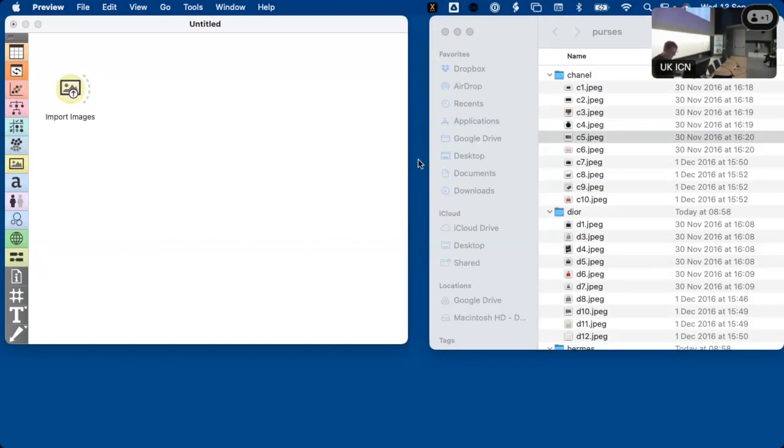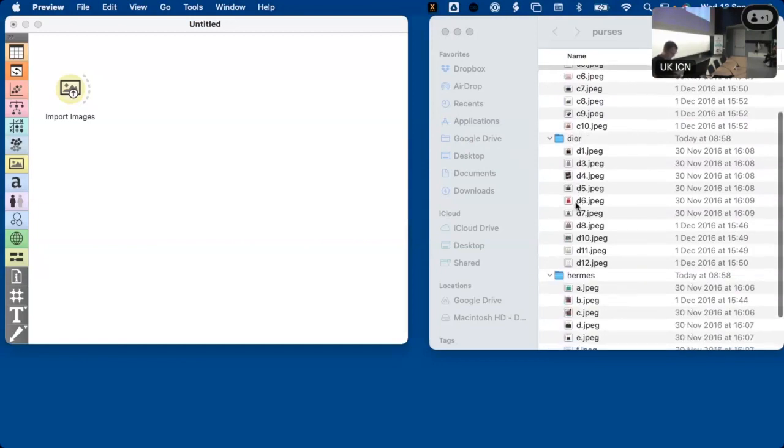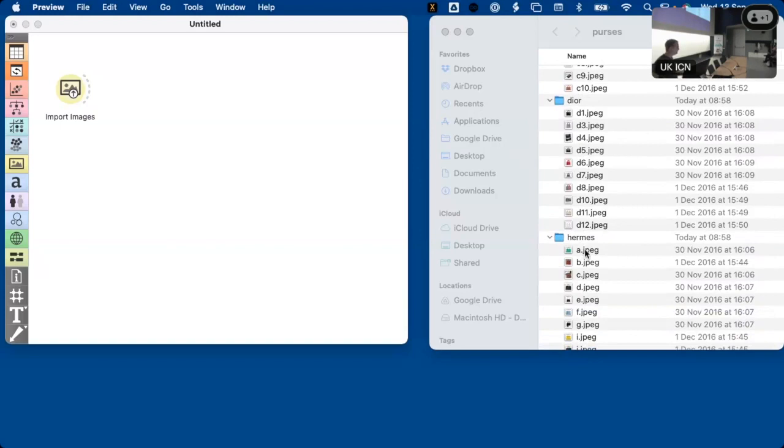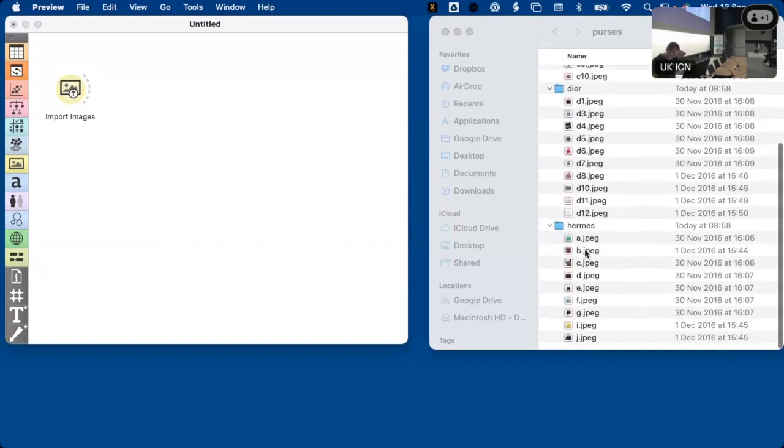So from the website, we dragged images to 3 different folders. One was Chanel, the other one Dior, and the third one Hermès. So is it Hermès or Hermès? Oh, Hermès. It's French, Hermès. Okay, well, it's worth coming here.